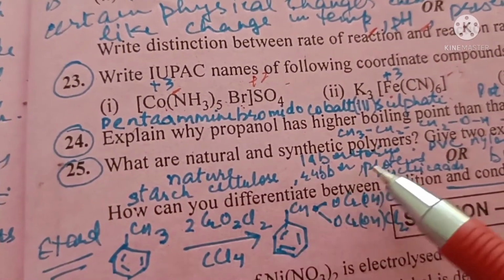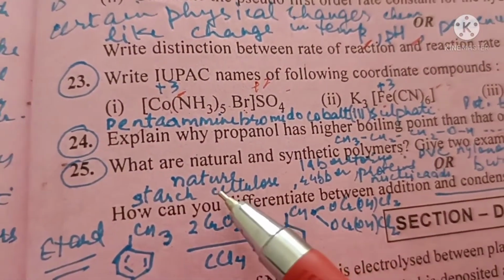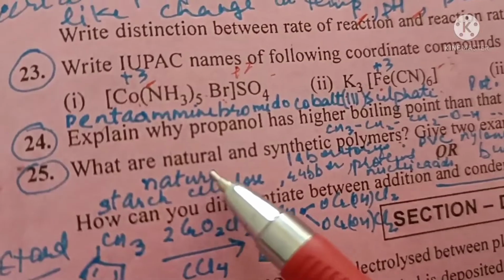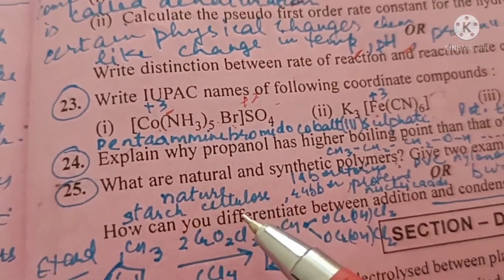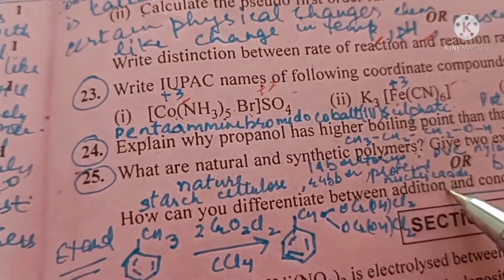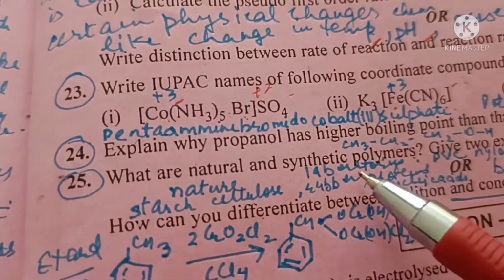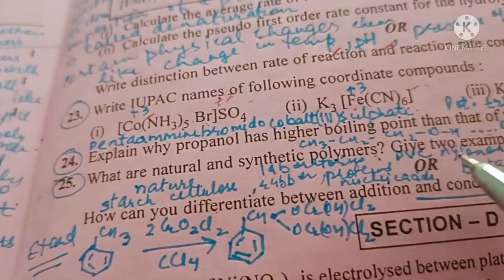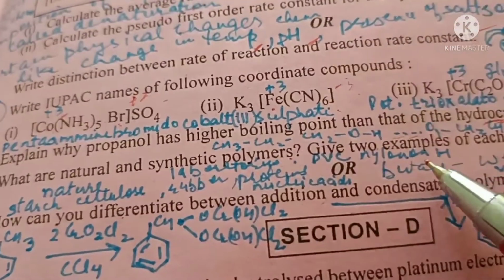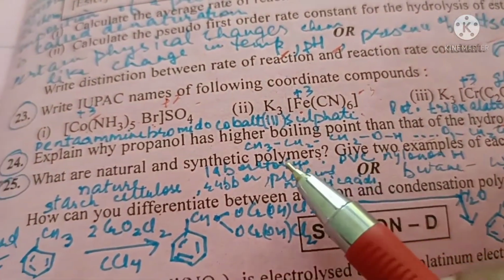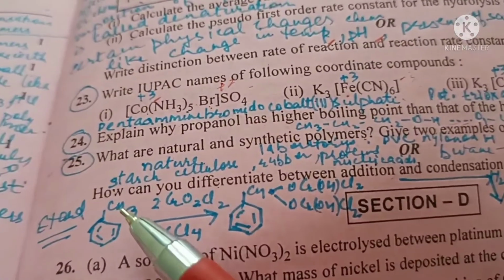What are natural and synthetic polymers? The polymers which are present in nature, like starch, cellulose, rubber, protein, nucleic acids, etc., are called natural polymers, whereas the polymers synthesized in the laboratory, like nylon, PVC, terylene, etc., are called synthetic polymers.